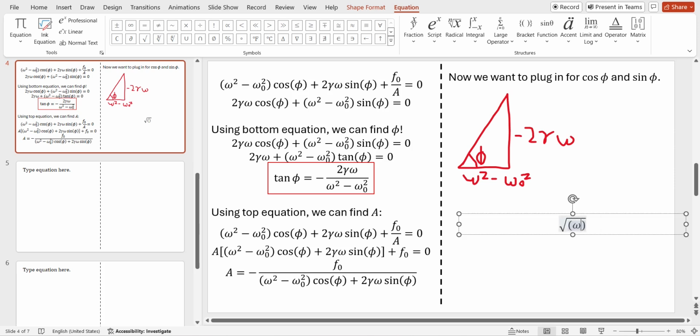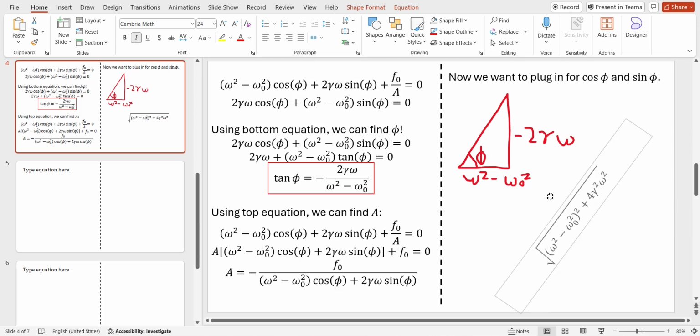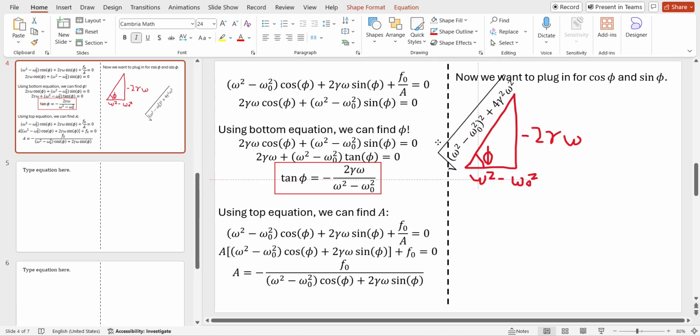So it's just the adjacent side squared. So that's omega squared minus omega naught squared squared. There's that final square. Plus the opposite side squared. 4 gamma squared omega squared. There we go. And then I just put that as the hypotenuse because I didn't want to deal with that.